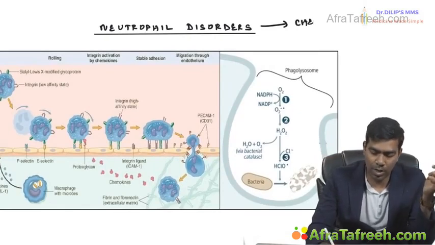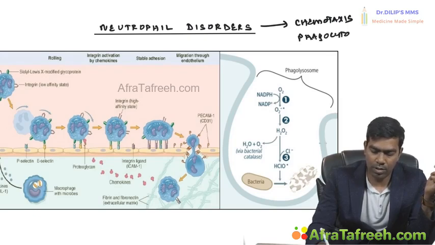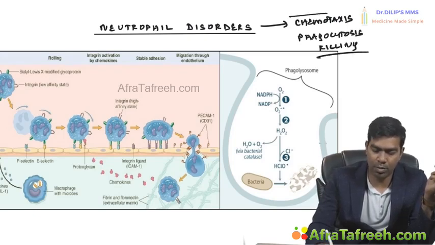One is called chemotaxis, phagocytosis and killing. So these are the three basic functions of the neutrophil. These are intracellular functions. Extracellular killing is also there, which you know as NETs, which we're not going to discuss right now. But intracellular killing is based on this chemotaxis, phagocytosis and killing. So these are three processes which are involved in intracellular killing.